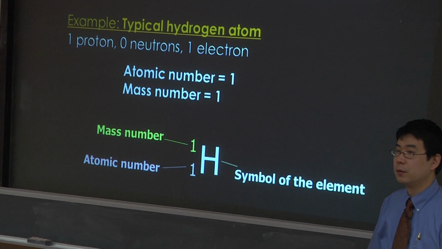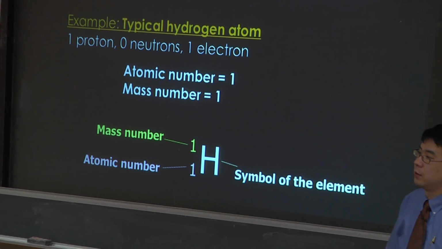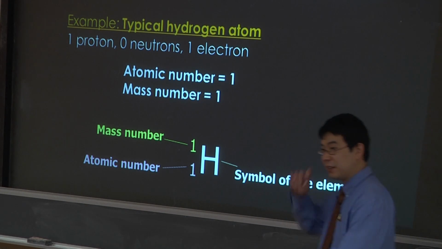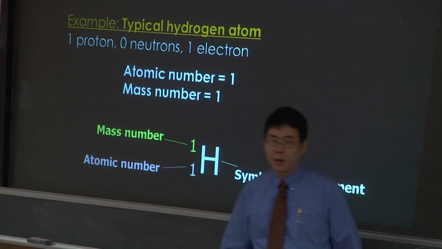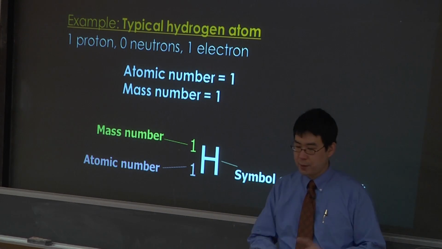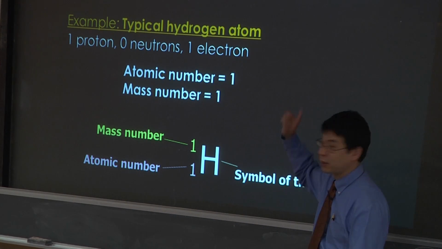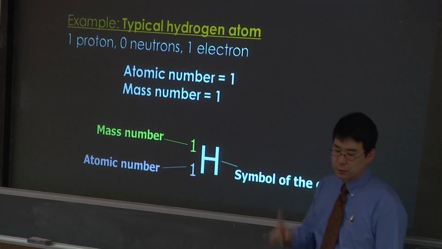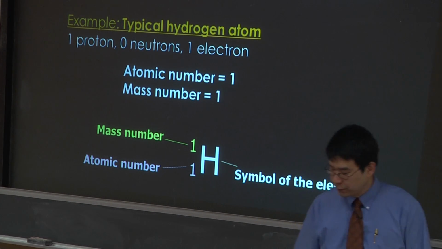So in isotopes, what changes, atomic number or mass number? You're getting ahead of us, we'll get there. Isotopes are the same thing. The atomic number doesn't change. Same atom, same element, but the number of neutrons changes. We'll get there.